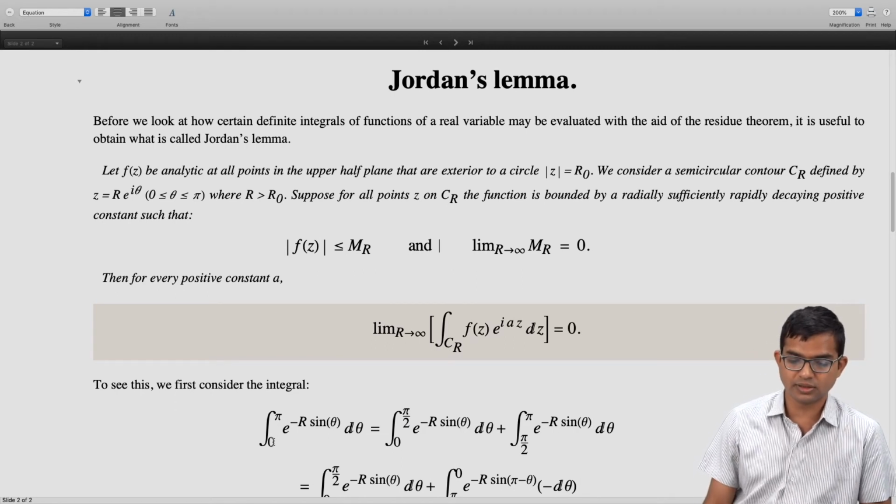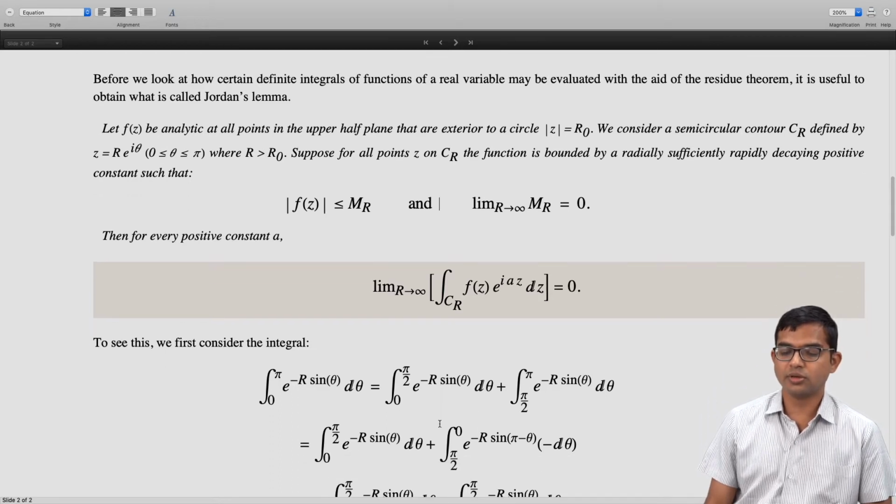So suppose you consider this integral 0 to pi e to the minus r sine theta d theta. You can write it as 0 to pi by 2 and then pi by 2 to pi, the same integrand, and then you can do a shift in theta. So you introduce this change of variable for the second of these integrals.